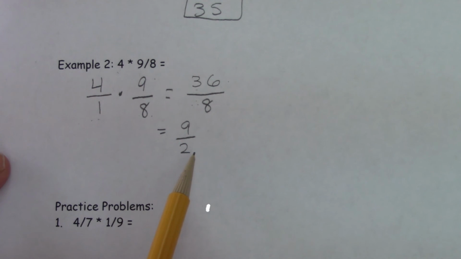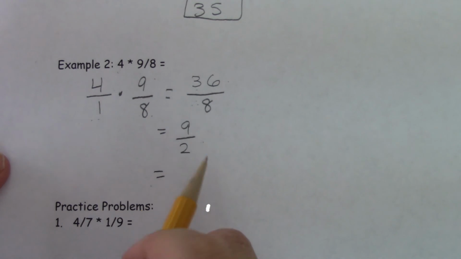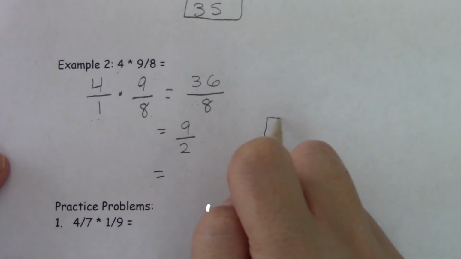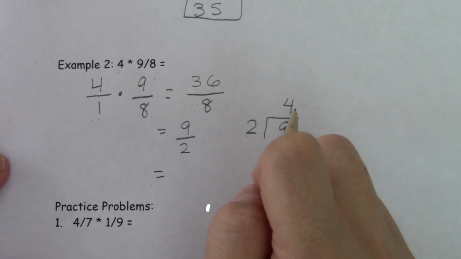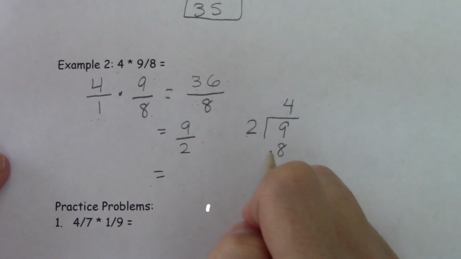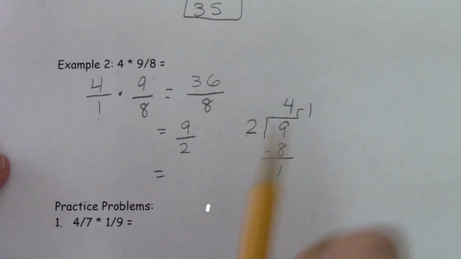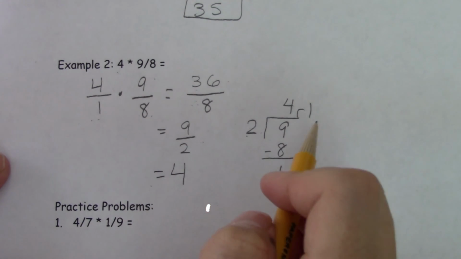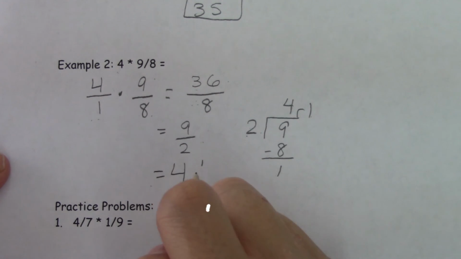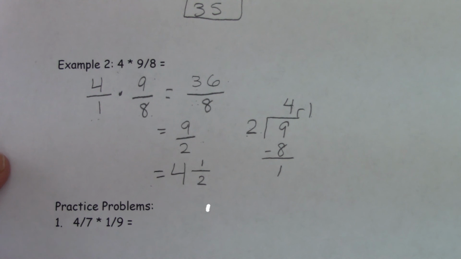Now all I have to do is convert this improper fraction to a mixed number. So I'm going to go ahead and do my scratch work. 2 goes into 9 4 times. 4 times 2 is 8. And then I get a remainder of 1. So my final answer is going to be 4 as my whole number, with my 1 as my numerator, and 2 as my denominator. So my final answer is just 4 and 1/2.